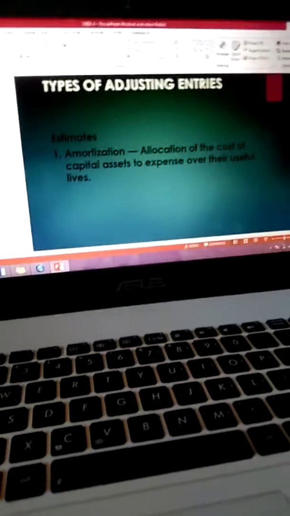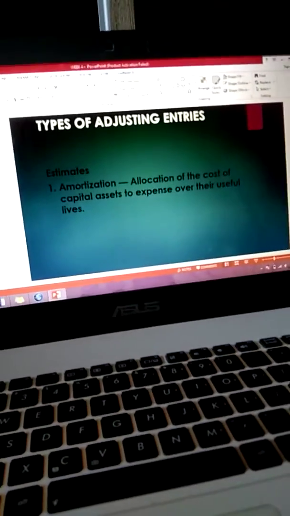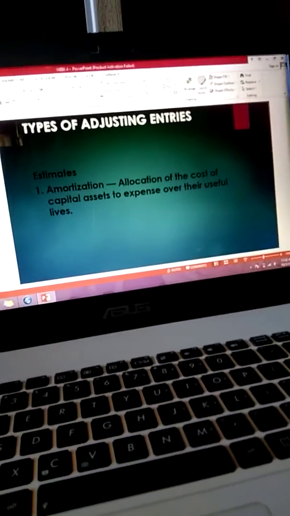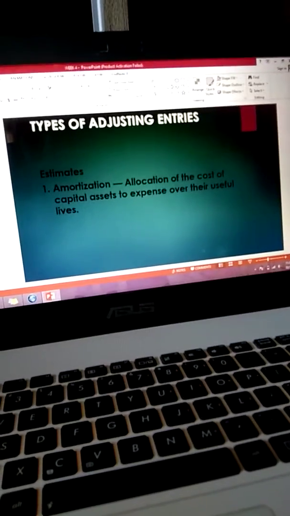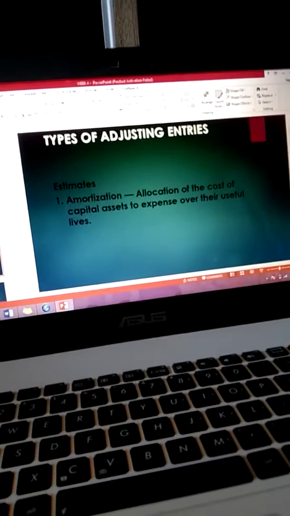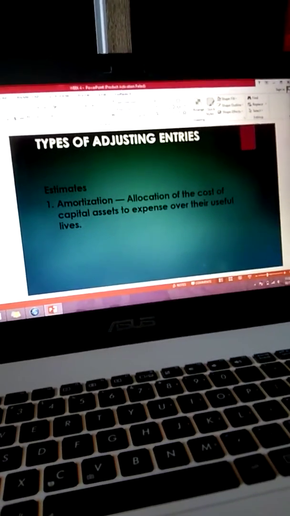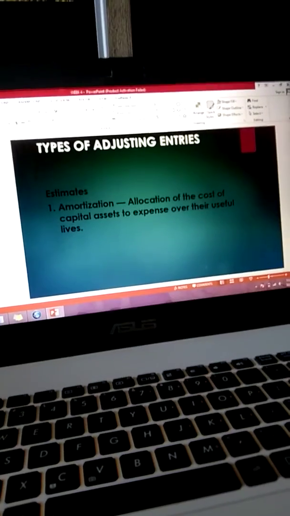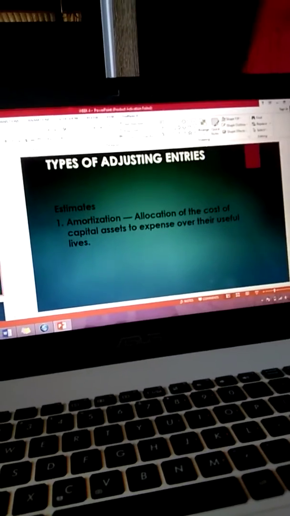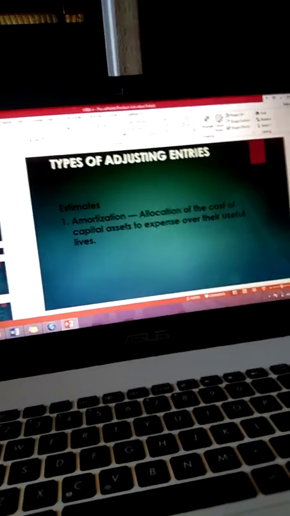Okay, the next one is about amortization. Please Google it first because the slide is too simple for you to understand this. Amortization is the allocation of the cost of a capital asset, meaning the asset you use in your business, to expenses over its useful life. It means even though you buy the machine in year 1 for 10,000 ringgit, you cannot record 10,000 ringgit in year 1 only. Because later you will also use that machine in year 2, year 3, year 4, over its useful life. That's why you need to amortize it.